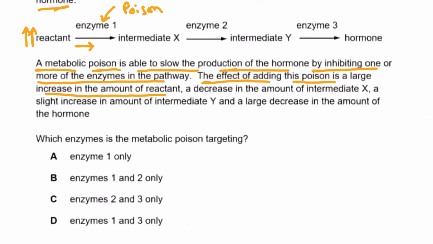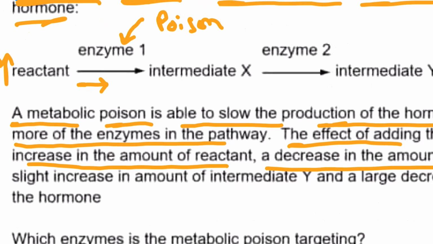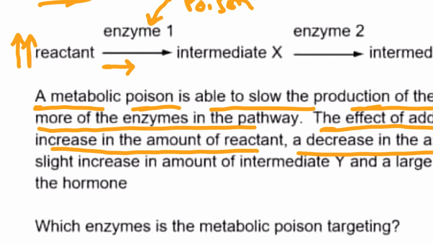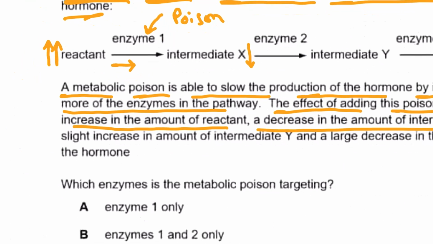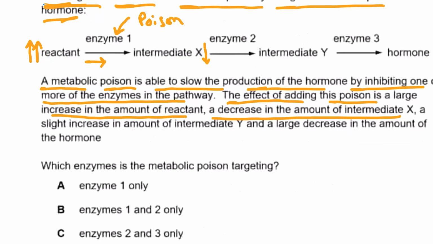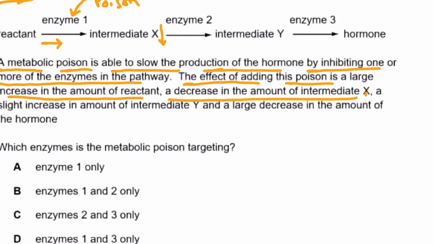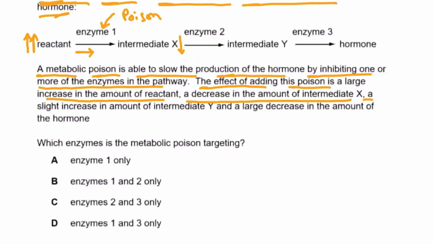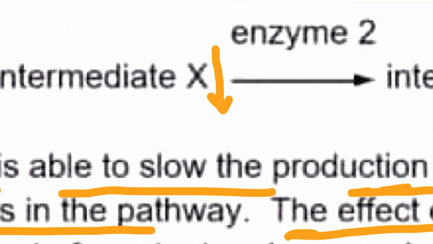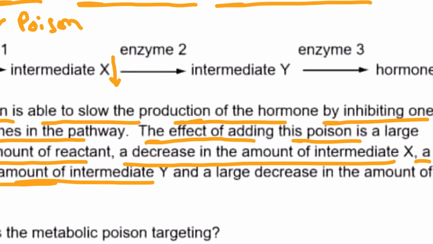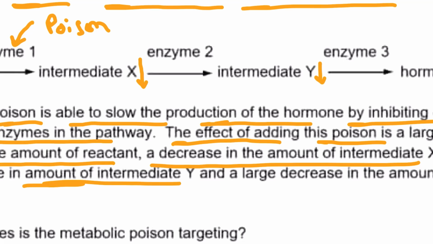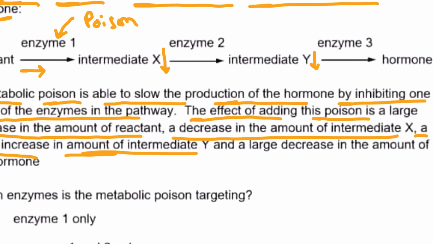Okay. And a decrease in the amount of intermediate X. Obviously, if the enzyme 1 is blocked by the poison and the rate of reaction falls, then the intermediate X will decrease in concentration. Okay. There's a slight increase in the amount of intermediate Y. Okay guys, if intermediate X falls, so intermediate Y should also fall. That's because if there's less intermediate X, less intermediate X will be converted into less intermediate Y. So intermediate Y should fall, but intermediate Y is rising.